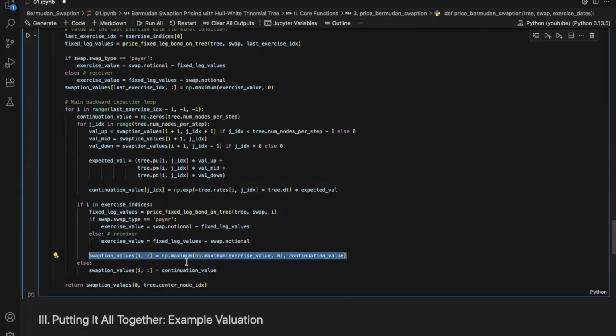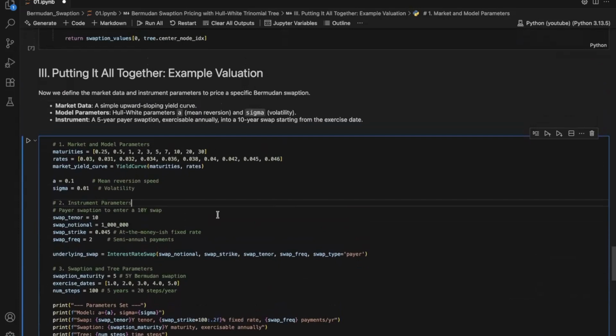Now, the swaption's value at this node is determined by Bellman's optimality equation. It is the maximum of the exercise value and the continuation value. If it's not an exercise state, the value is equal to the continuation value. We repeat this process until we arrive back at time zero. The value at a single starting node is the arbitrage-free price of a Bermudan swaption.